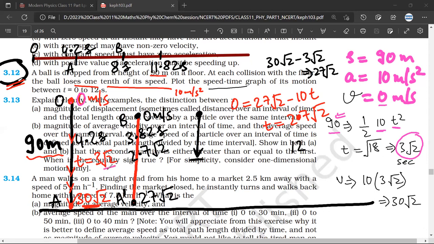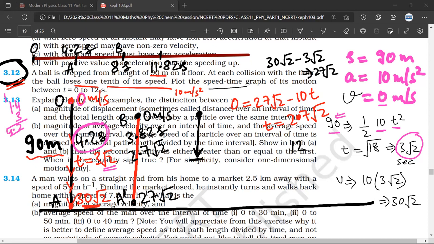If I put the value of root 2 as 1.4, so 4 3 the 12, 4.2 seconds. So this first leg, when the ball is coming down for the first time, it is 4.2 seconds and it will hit the ground at 30 root 2.